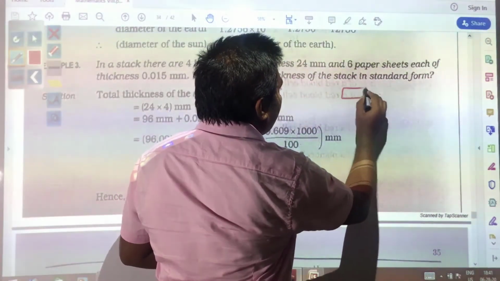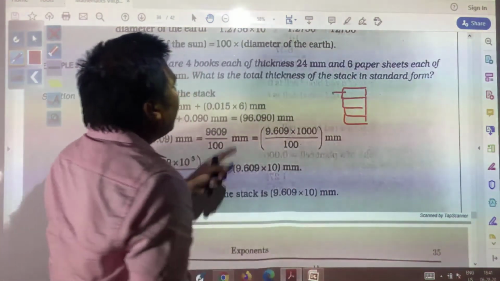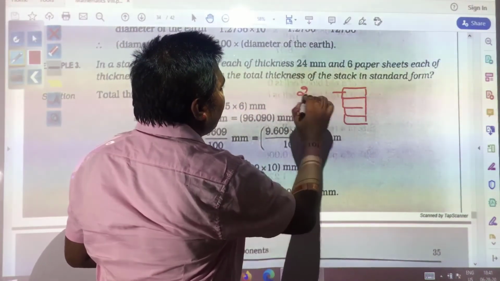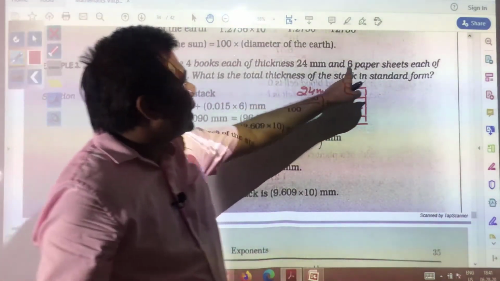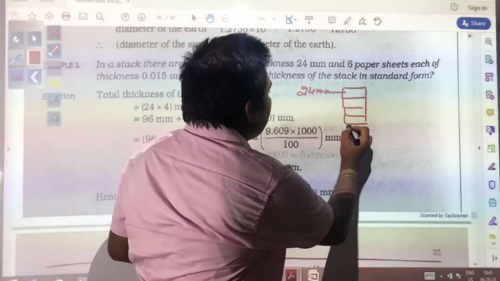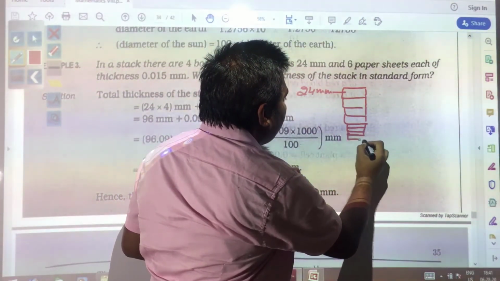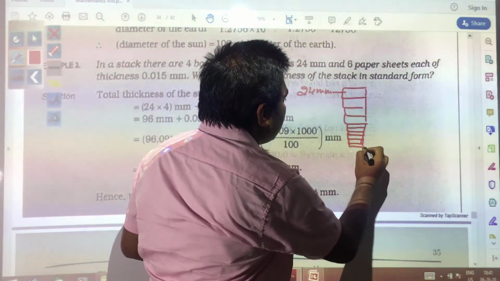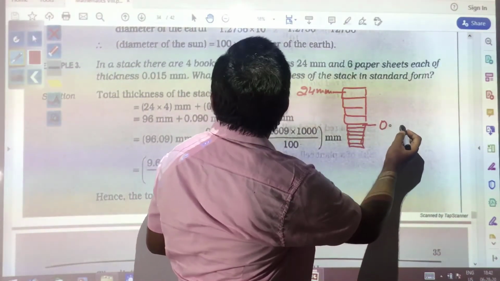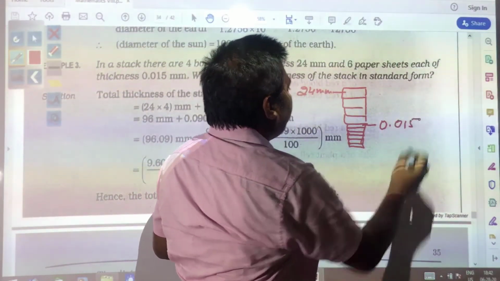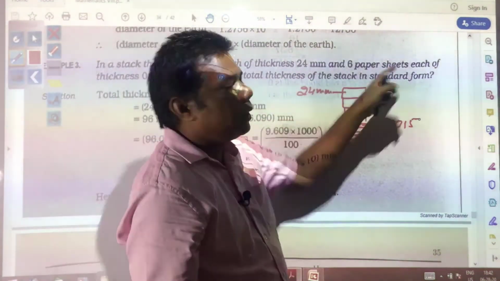You have 4 books, suppose this is 1, 2, 3 and 4, and the thickness of one book is 24 mm. And you have 6 paper sheets, 1, 2, 3, 4, 5 and 6, and the thickness of one paper sheet is equal to 0.015 mm. You need to find out what is the total thickness of the stack in standard form.